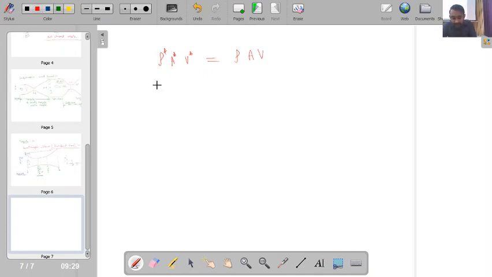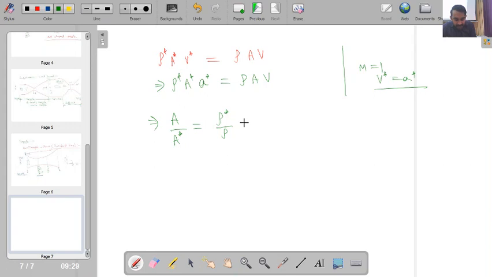Fine. And this particular V star I can replace with the speed of sound at the throat, that is a star, because at the throat my Mach number is equal to 1, so corresponding to this V star will be equal to a star. Is this one clear? So this I have replaced with a star, that will be equal to rho A V. Now from here if I calculate the ratio of A by A star, A by A star will become equal to rho star by rho into a star by V.